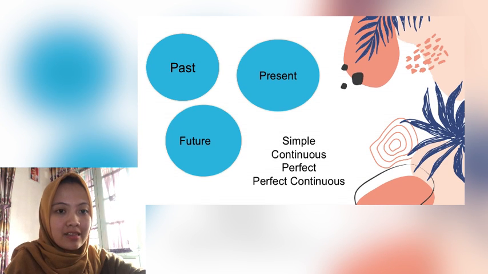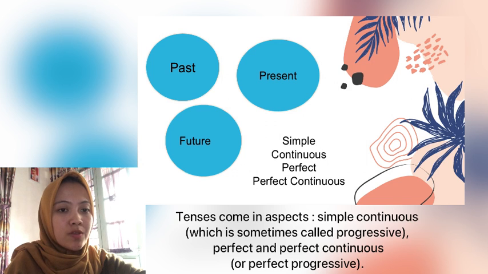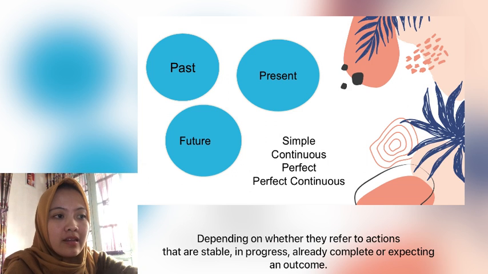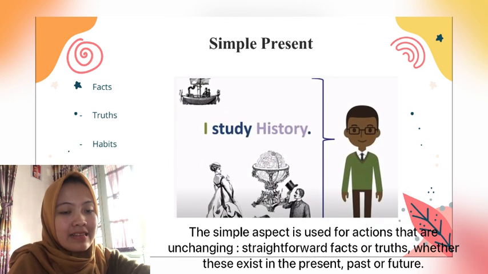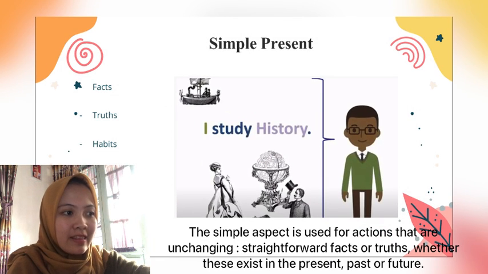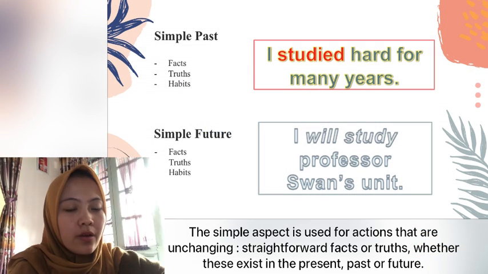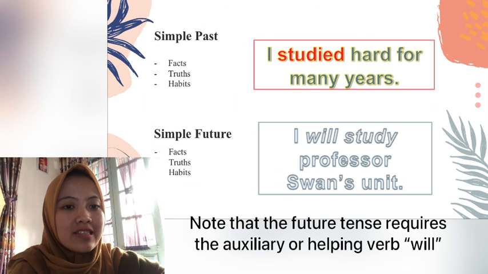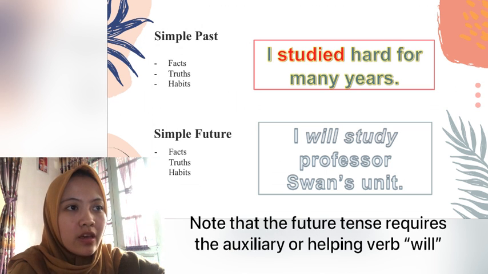Tenses come in aspects: simple, continuous, which is sometimes called progressive, perfect, and perfect continuous or perfect progressive, depending on whether they refer to actions that are stable, in progress, already complete, or expecting an outcome. The simple aspect is used for actions that are unchanging, straightforward facts or truths, whether in the present, past, or future. Note that the future tense requires the auxiliary or helping verb will.